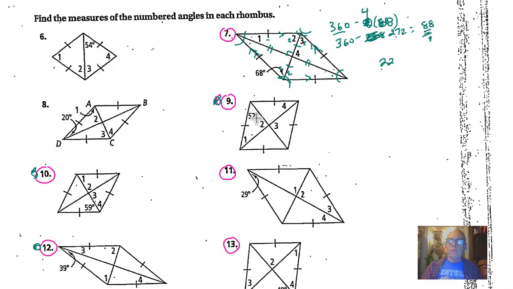Number 9 is similar. I was going to do 9, but I did 7 instead. Okay, 9 is similar. 52's there. 52's there. Add them all up. Subtract from 360. Divide by 4. You get each one of those. Since it's a rhombus, these are going to be right angles. Okay, so you need to finish that up. Same thing for number 11, pretty much. 29, 29, 29, 29. And then these are 90s.